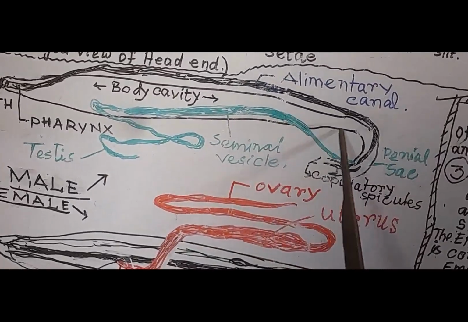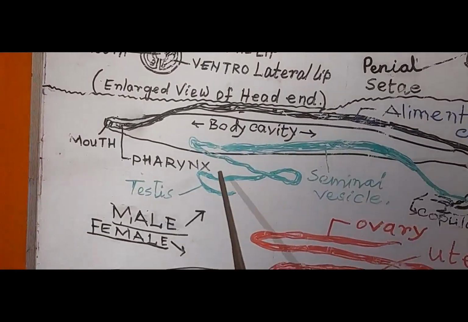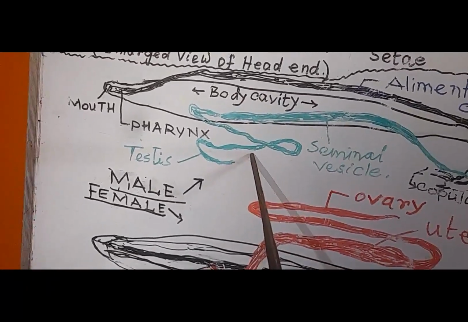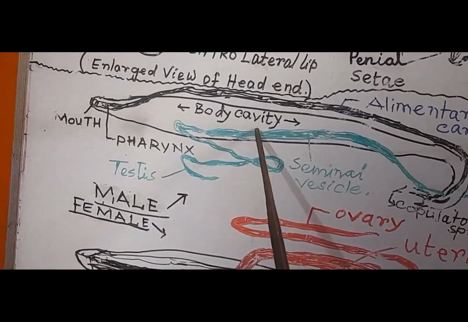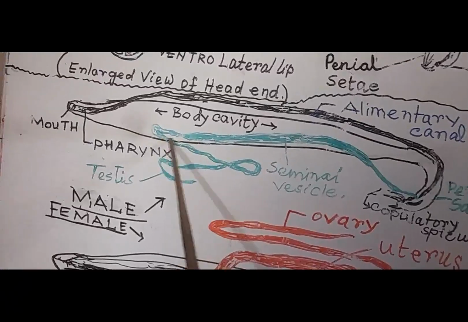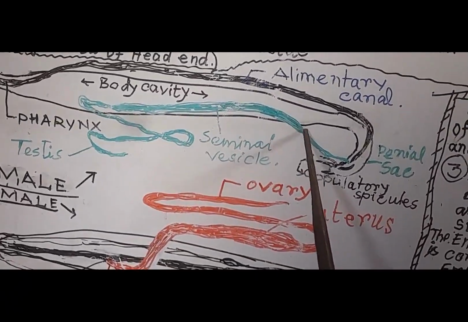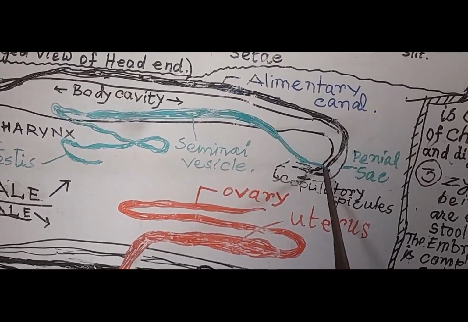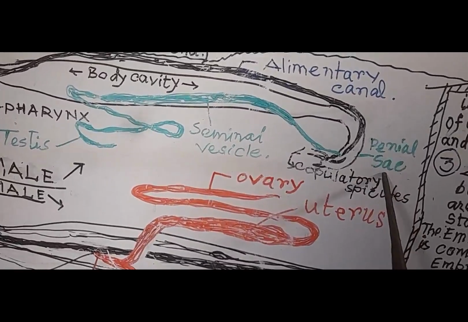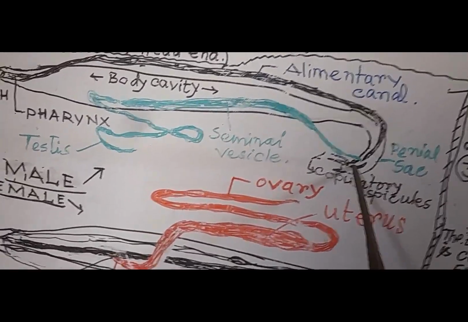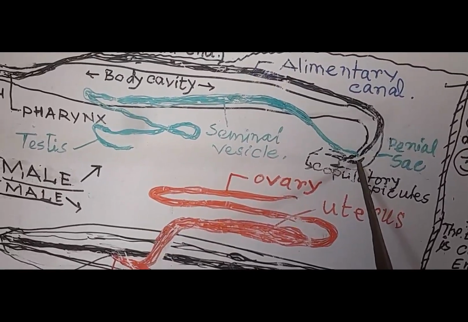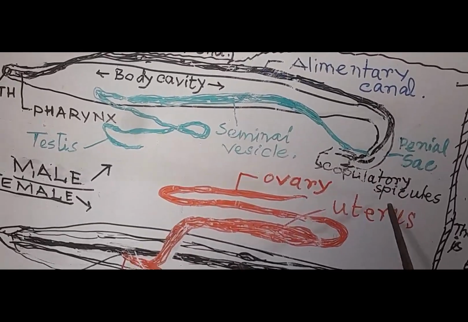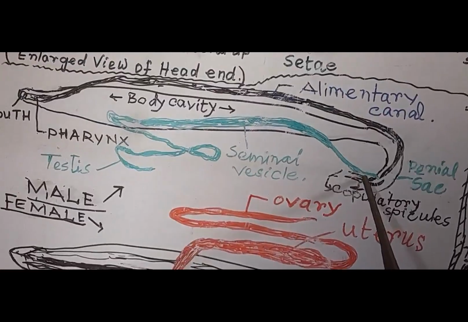This is the total body cavity, and within this, these testes on both sides are present, but I have drawn one side. These two testes are a long tube-like structure which ends at this very point. It is known as the sac-like pineal sac, within which it pours its semen with sperm, and it is continued with these copulatory spicules which are present here.